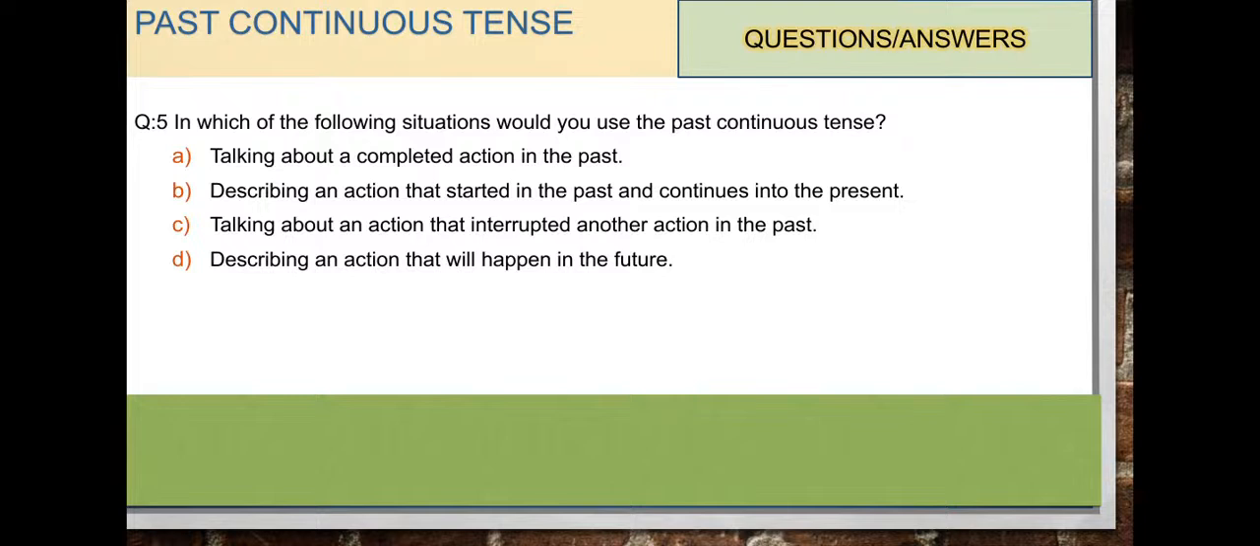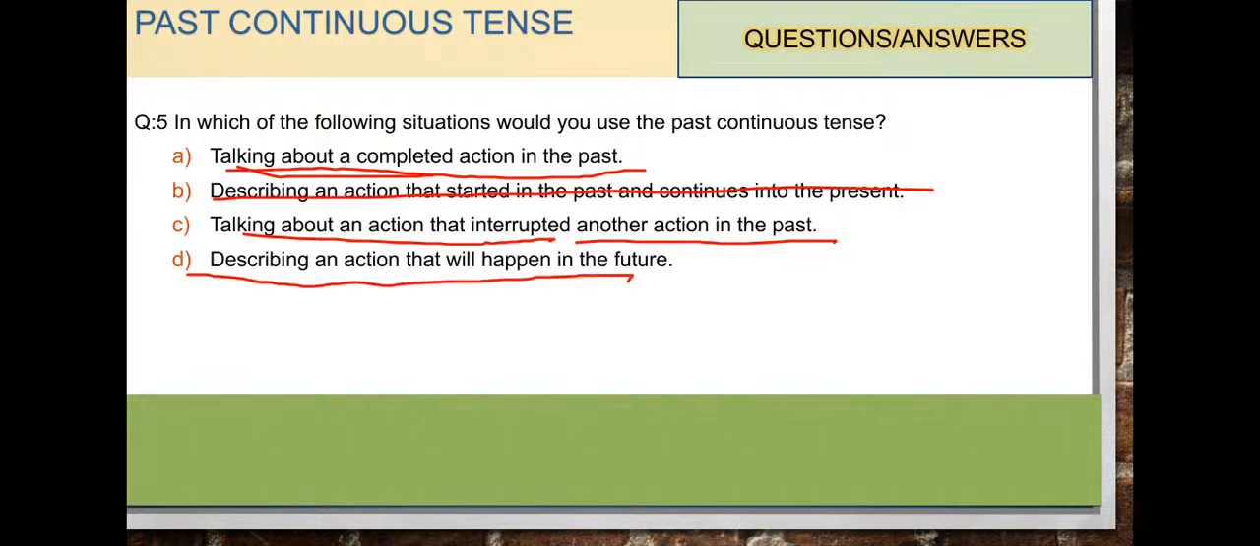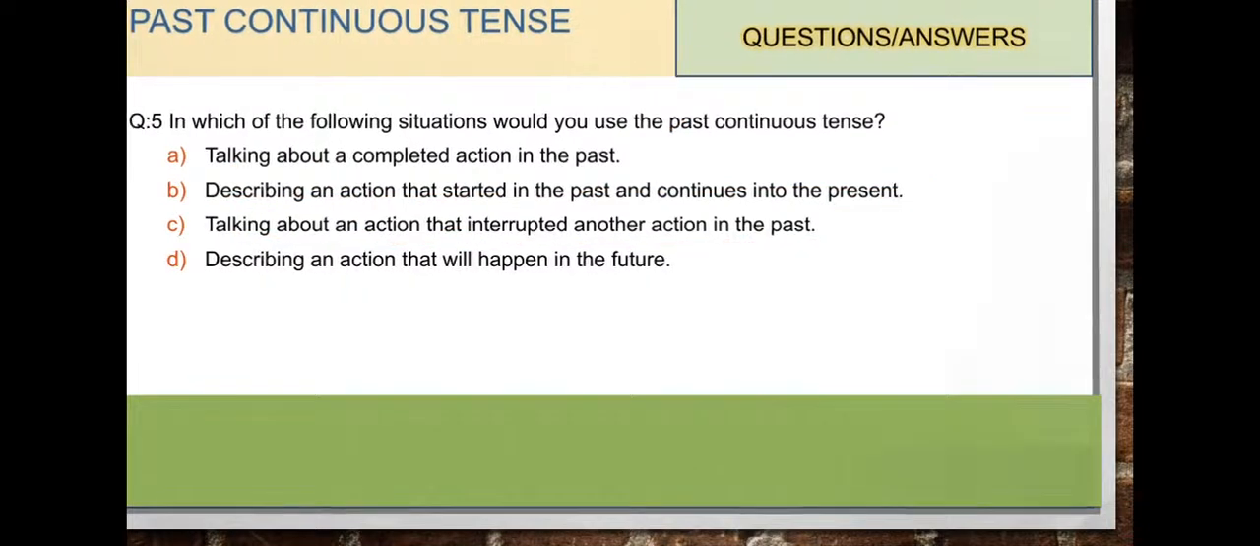In which of the following situations would you use the past continuous tense? I hope you're getting me right here, okay? When are we using the past continuous tense? If the action has started in the past and has been recently completed, just like check out, talking about a completed action in the past. This could be an answer: action has been completed in the past. Describe an action that will happen in the future. So we have two different things, okay?